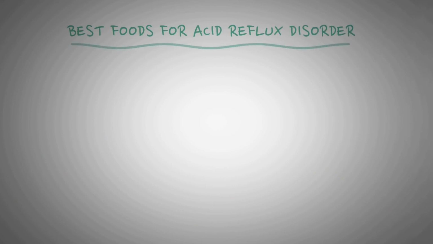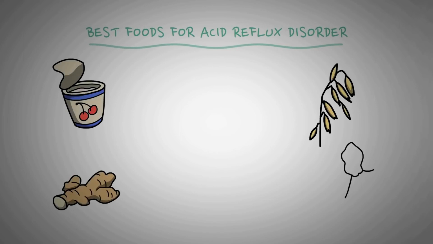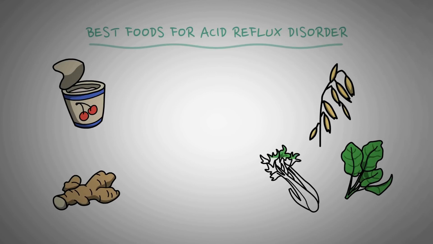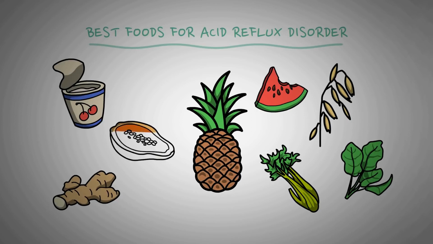Certain types of foods are very helpful to reduce the symptoms of acid reflux disease. These foods include curd and yogurt, ginger, oats, green leafy vegetables like spinach and celery, and fruits like watermelon, pineapple, and papaya. So try to include these foods more often in your diet.